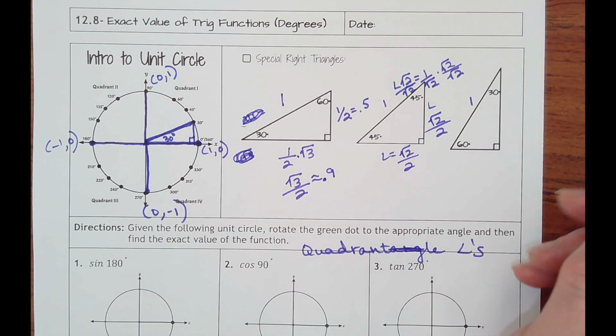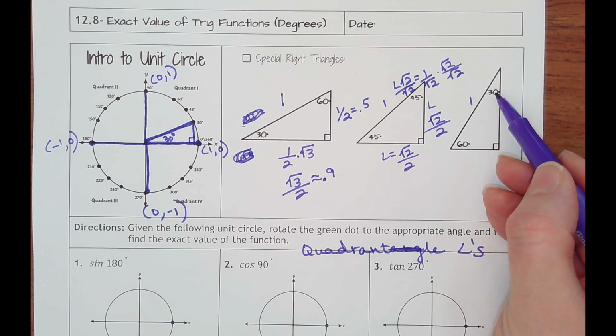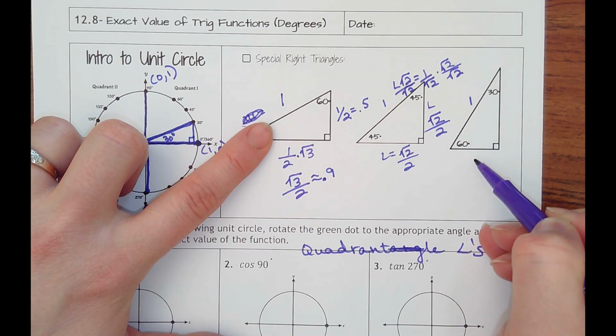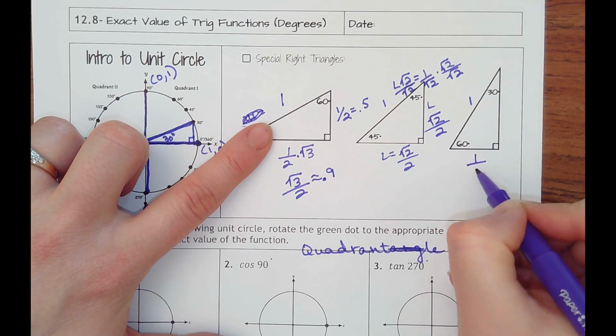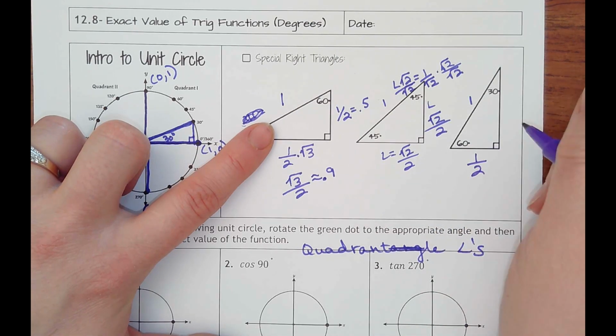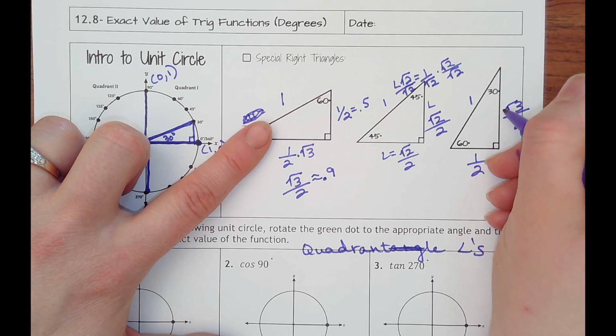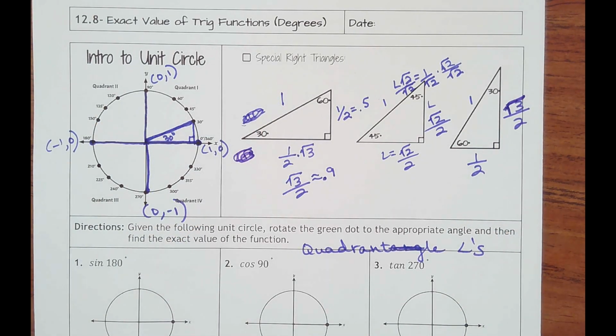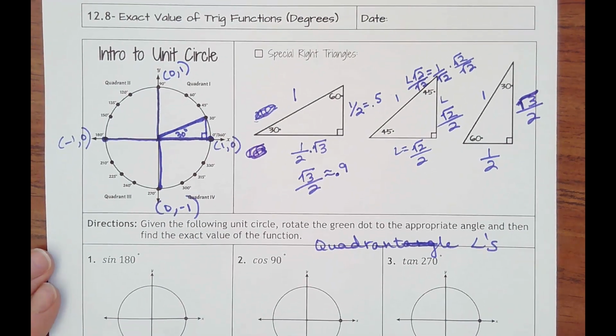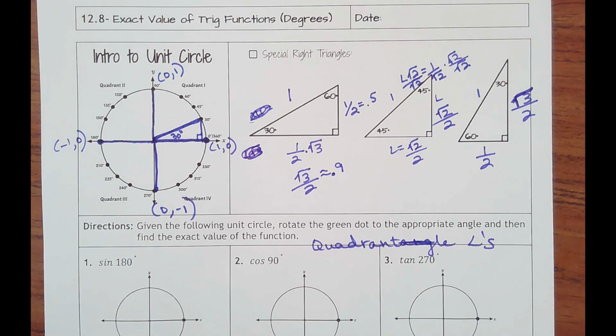And then the 30, 60, 90 is easy because we already did it right here. So the short leg is across from the smallest angle, the 30. We said this is always a half. Across from the bigger angle, the 60, this is always square root of 3 over 2. You've got to get where you memorize all these values. Okay, so now let's put it into action.